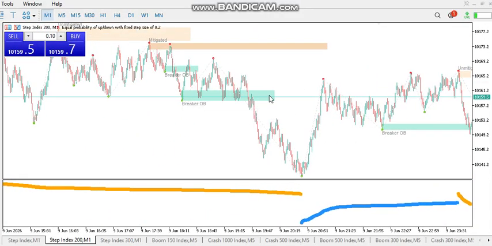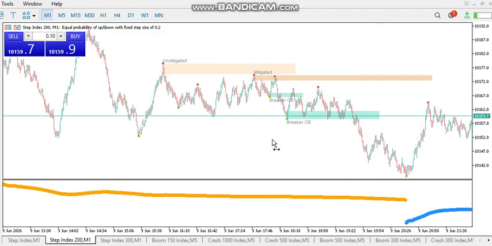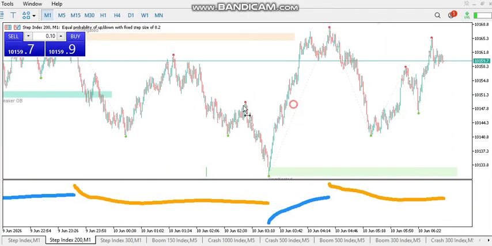So it's a confirmation entry for you to always look for. Anytime you have your breaker OB, just make sure you are looking for your mitigated level around that particular area for you to enter massively, and you are going to be catching a lot of daily profit. So this is how the indicator works, guys.